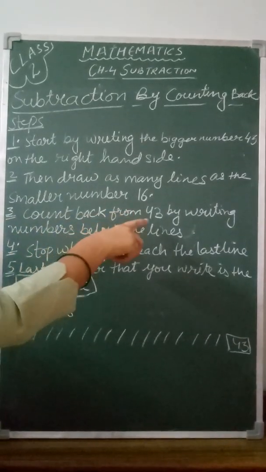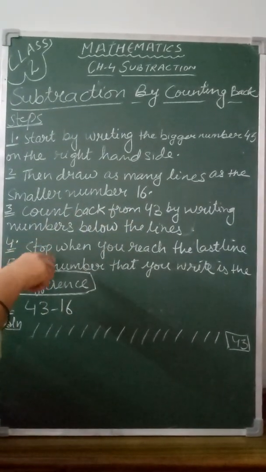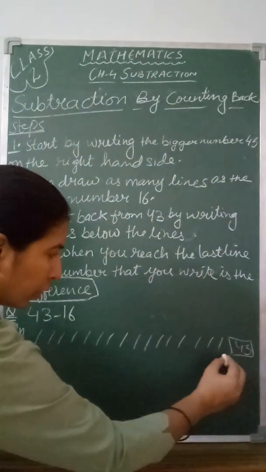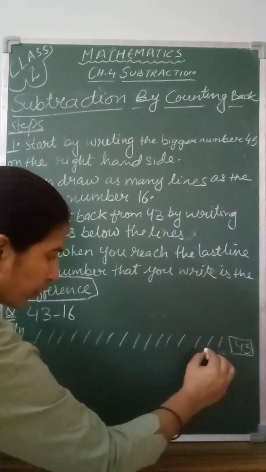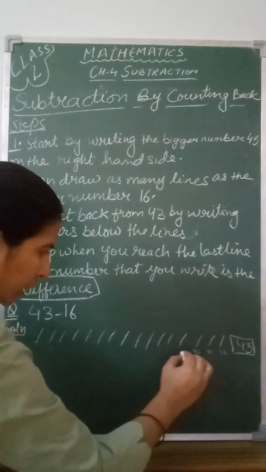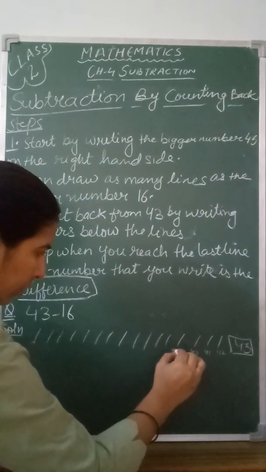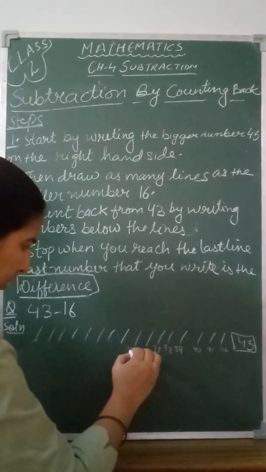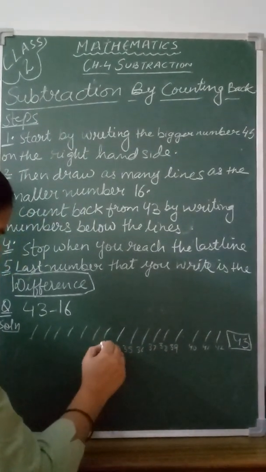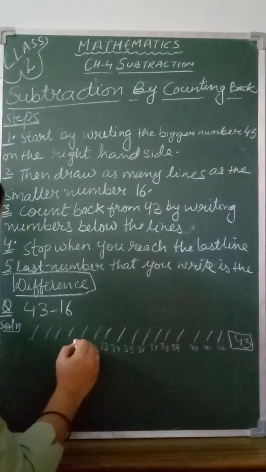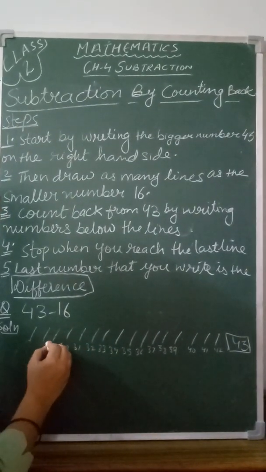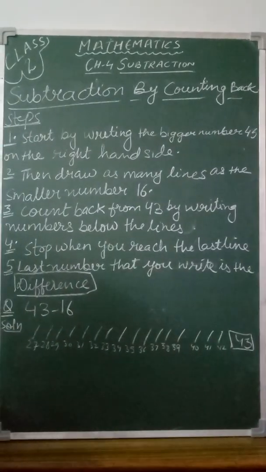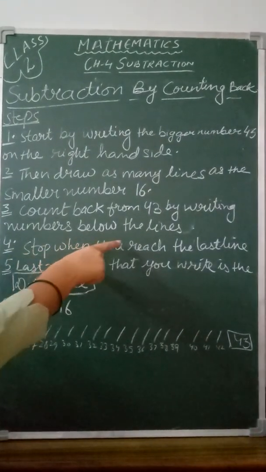Count back from 43 by writing numbers below the lines. You have to start counting from 43 and you have to write numbers also. 43, now 42, 41, 40, 39, 38, 37, 36, 35, 34, 33, 32, 31, 30, 29, 28 and 27. Fine. Now stop when you reach the last line.